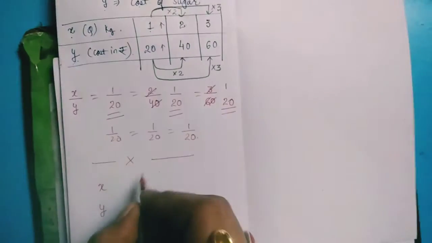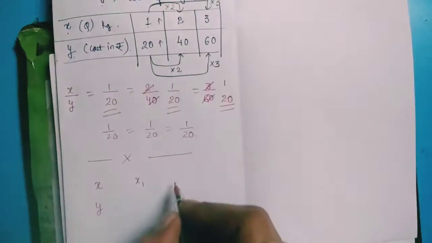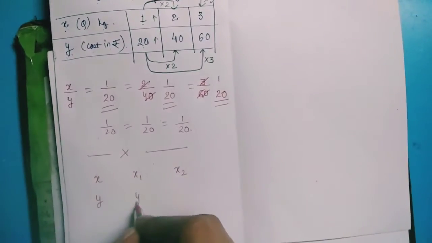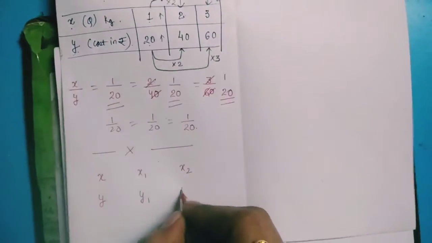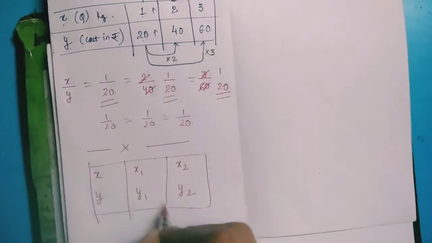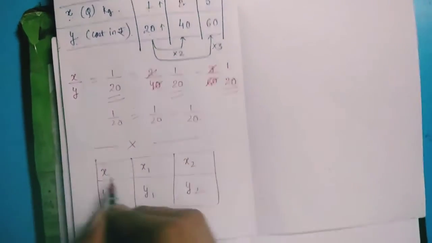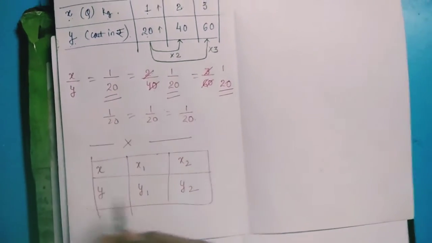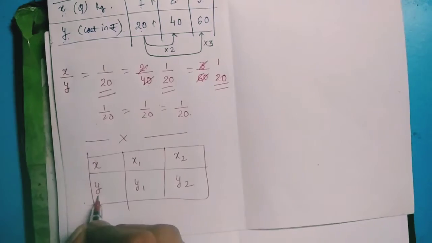The first value will be x1, the second value will be x2. In y, the first value is y1 and the second value is y2. Here x1 and x2 are the corresponding values of x, and y1 and y2 are the corresponding values of y.